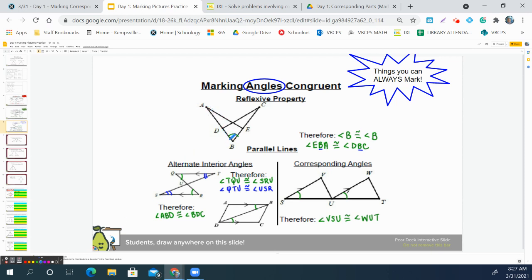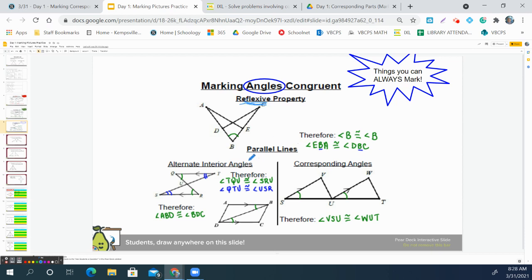If I have 2 triangles that overlap, I've got an ABE triangle, a little acute triangle over here on the left side, and I've got DCB over here on the right side. They overlap, right? So angle B in the A triangle is exactly the same as angle B in the C triangle. That's the reflexive property. So reflexive property works for both sides and angles. If something occupies the same space exactly, they're congruent.